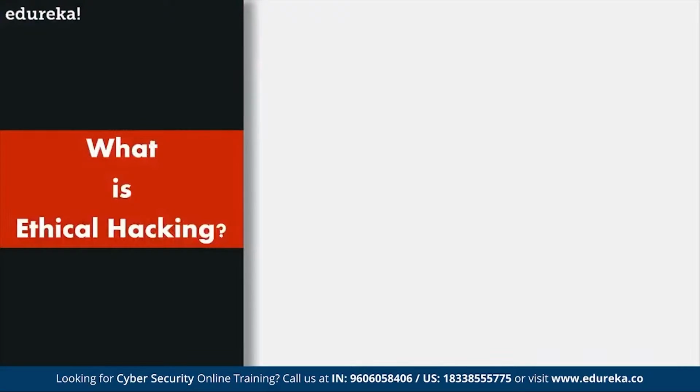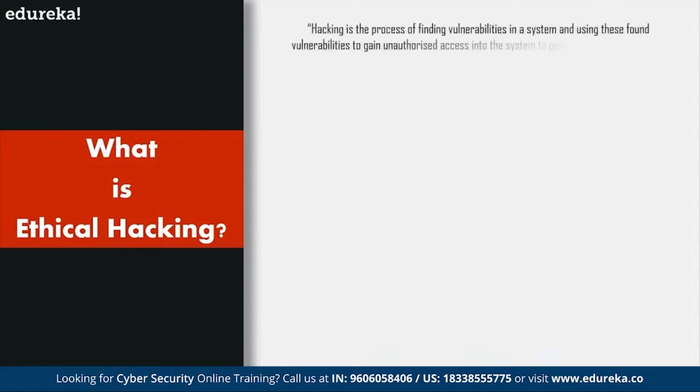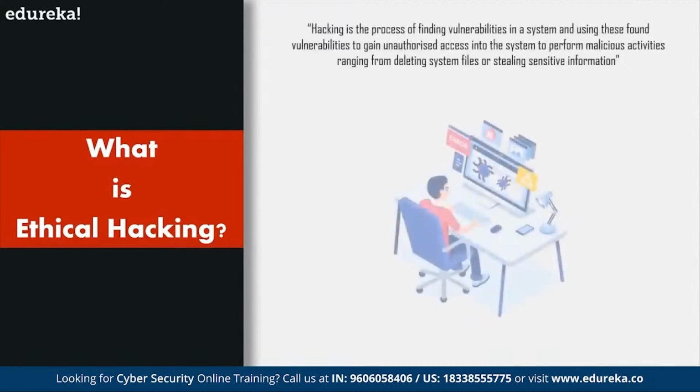So the term hacking has been around for a long time now. The first recorded instance of hacking dates back to the early 1960s in Massachusetts Institute of Technology to the Model Railroad Club, where both the terms hacking and hacker were coined. Since then, hacking has evolved into a broadly followed discipline for the computing community. Now, hacking is the process of finding vulnerabilities in a system and using these found vulnerabilities to gain unauthorized access into the system to perform malicious activities ranging from deleting files to stealing sensitive information.